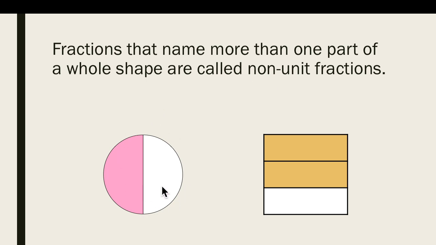This kind of fraction we call unit fractions because this shape is divided into two equal parts and only one of them is shaded. This shape is represented with fraction 1/2. This shape has three equal parts and two of them are shaded. When there is more than one part shaded of the whole, they are represented with non-unit fractions.